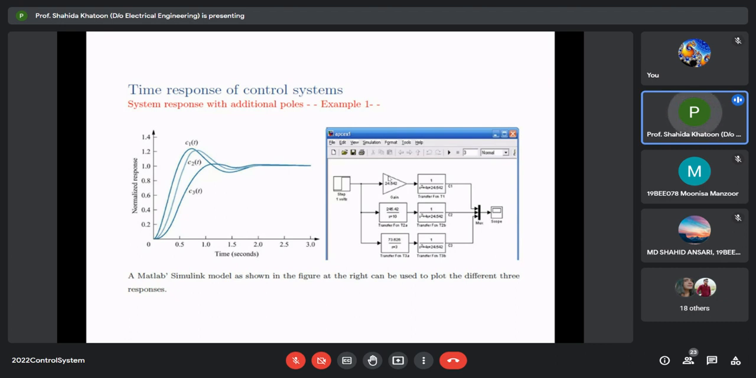Okay, so the MATLAB Simulink model, as shown in the figure, can be used to plot the three different plots, right? You can just run this from this tab and substitute the input as a step of 1 volt, and then you can just run it for 3 seconds, and if you click on this scope, you will get these types of responses. Okay, so this is your home assignment: find out the step response for this kind of system using the MATLAB Simulink model.